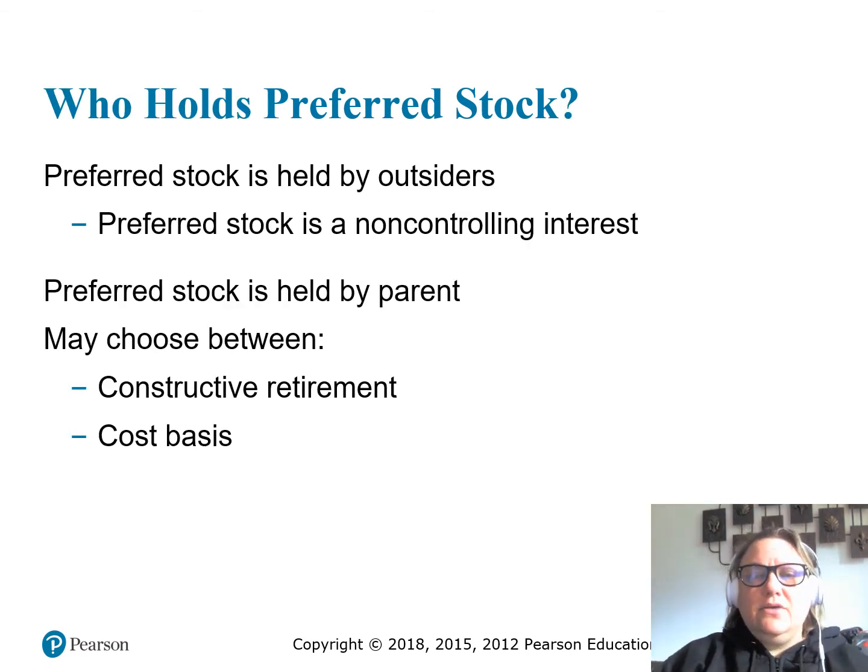Okay, so who holds it? Usually outsiders. It kind of is a non-controlling interest, and it can be held by outsiders. It can also be held by the parent. And then there are two ways you can do it. You have to choose between doing constructive retirement and cost.